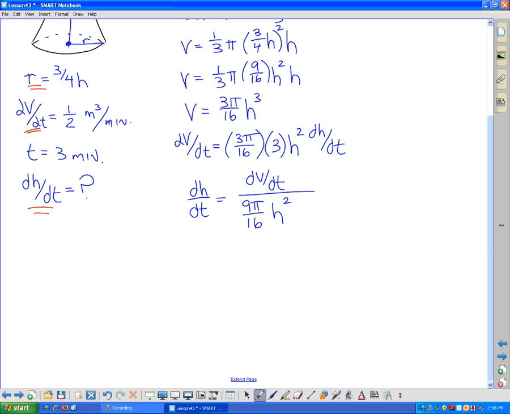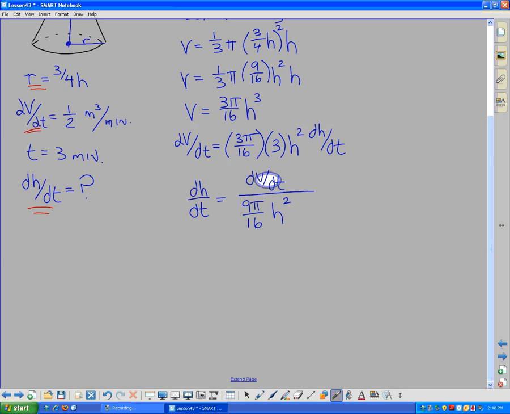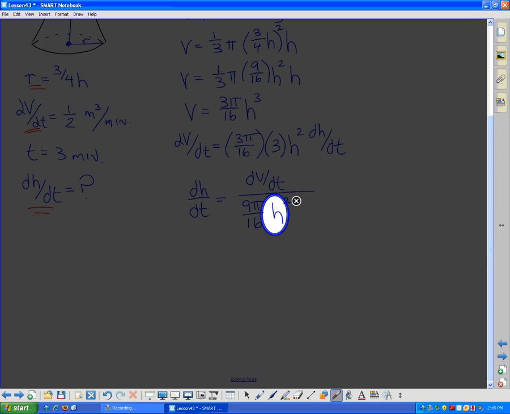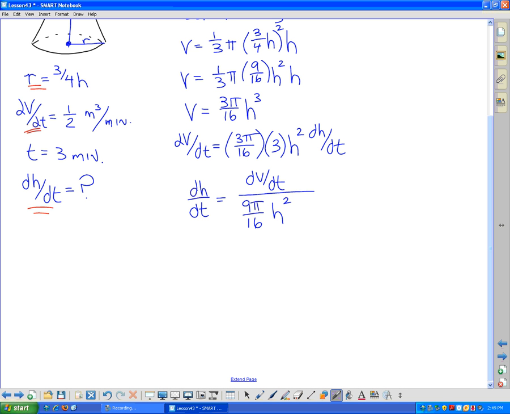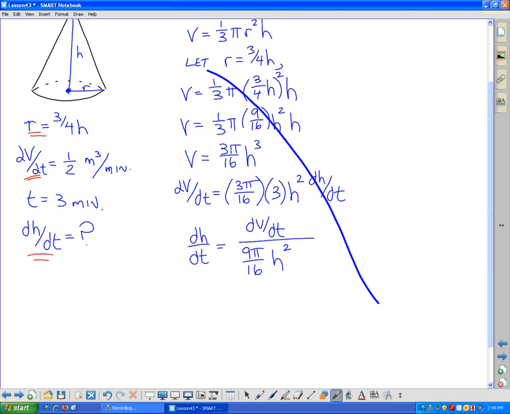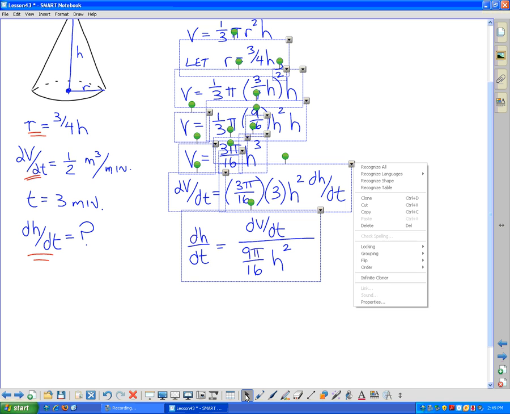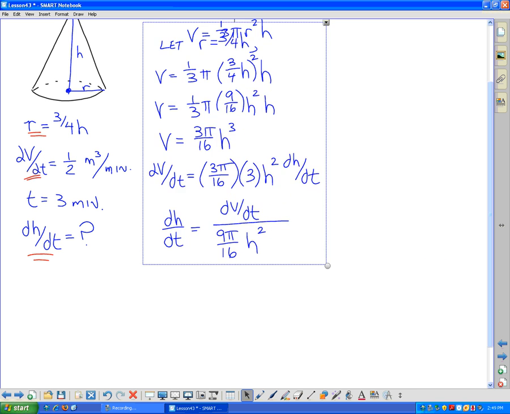Do we have all the information? Well, I know dV by dt. That's given. Do I know the height? That's your next question. Do I have the height for this particular problem? And the answer is not quite yet. This is why people get a little bit frustrated with these questions, because sometimes it requires some extra work here. So how do I find my new height? How do I find my new height?